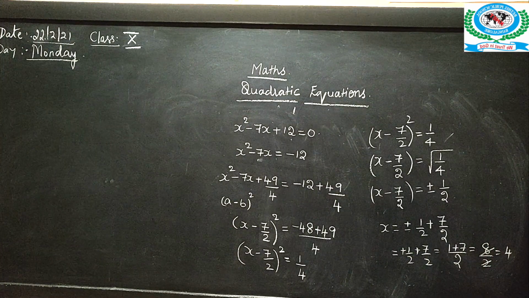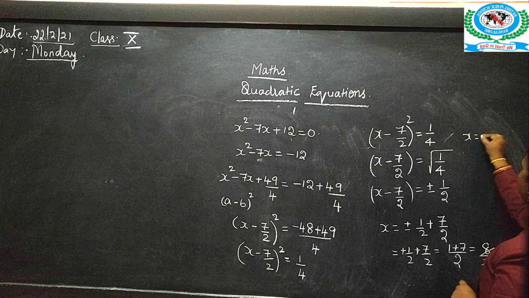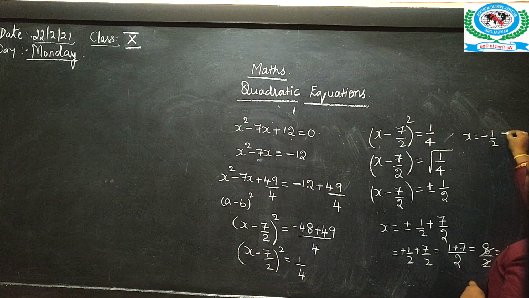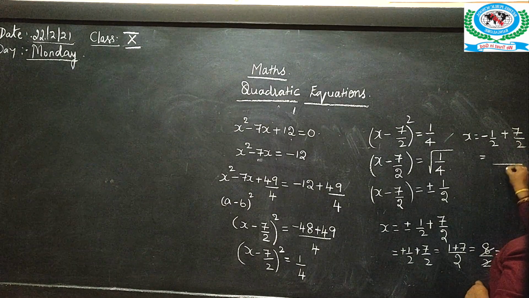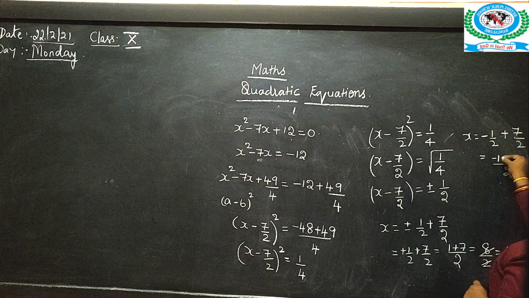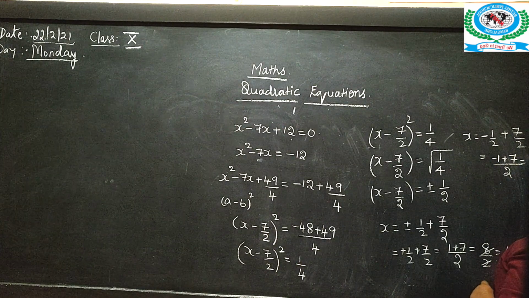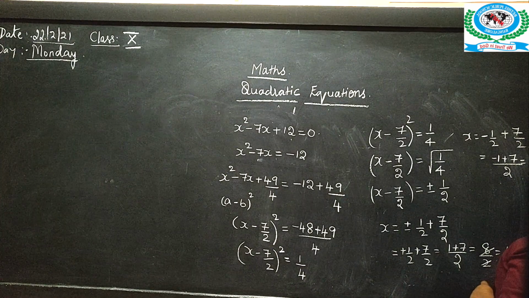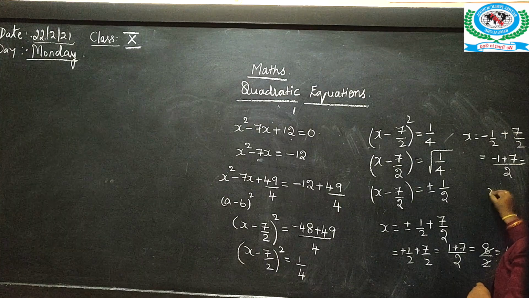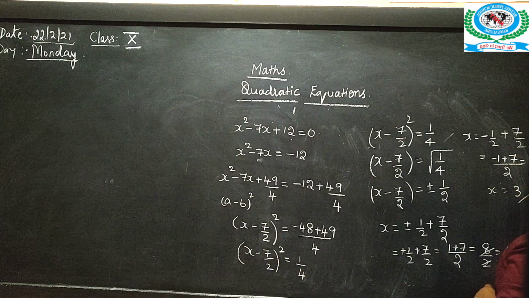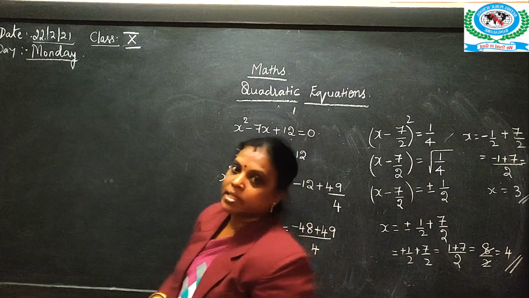Now I have taken positive. Next take negative. Minus half plus 7 by 2. Here 2 will be the LCM. I get it as minus 1 plus 7. So 7 minus 1 is 6 by 2. 2 ones are 2. 2 threes are 6. So x value is 3. So in all the three methods, we have seen that the value of x is 3 and 4.